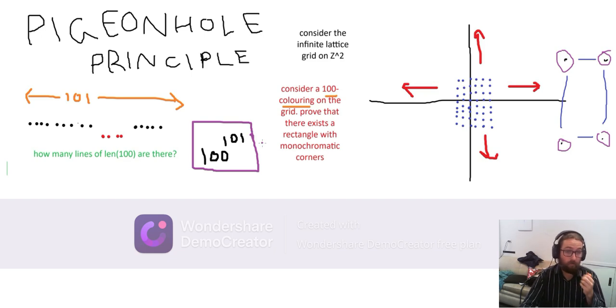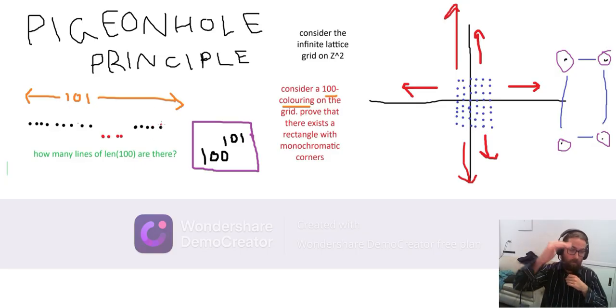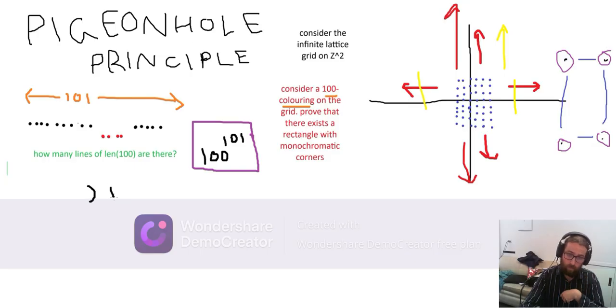Now here's the beautiful part. Because the lattice grid is infinite in the up and down direction, I know that at some point, by the pigeonhole principle, there's going to be a repetition of one line of length 101, that's in line with the one above it. So just imagine this is only 101 wide. It doesn't actually matter. The idea is that if I go high up enough, I'm going to come across a repetition.